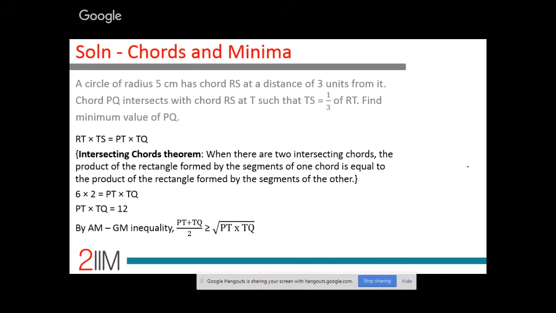In the formal way of doing this, PT plus TQ by 2 is greater than or equal to square root of PT into TQ. Or square root of PT into TQ is root 12. So PQ is greater than or equal to 2 times root 12. Or the minimum value PQ can take is 2 times root 12. This inequality is called arithmetic mean, geometric mean inequality. Arithmetic mean of any set of numbers is greater than or equal to geometric mean of same set of numbers.